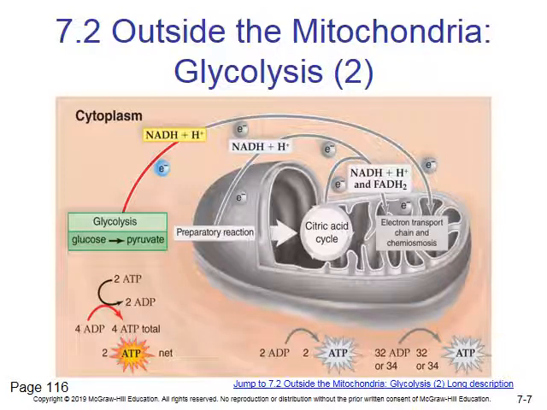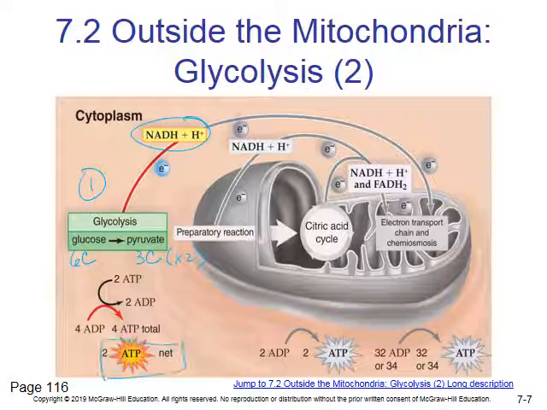First, we have glycolysis. So we're looking at step 1, stage 1, whatever you want to call it. And we're going to take glucose, which is a 6-carbon, and we're going to break it down to pyruvate, which is a 3-carbon, and we're going to have 2 of those. We're going to create a little NADH, and we're going to create some ATP, just 2.